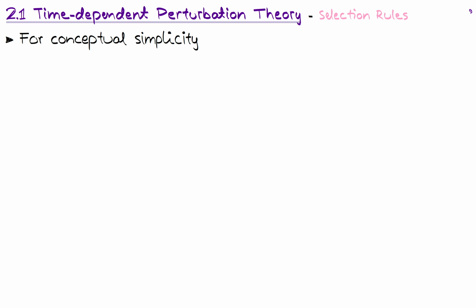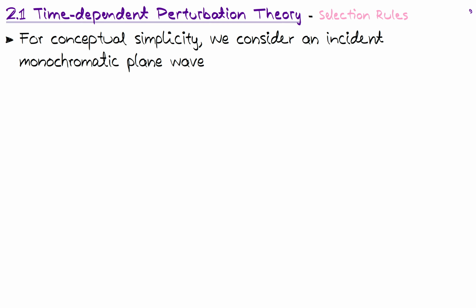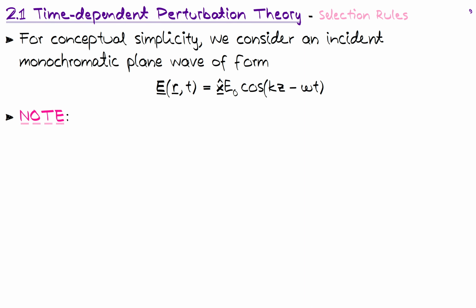Now, for conceptual simplicity, of course, we can also just consider monochromatic plane waves. And as we already mentioned, we have X-polarized field. So basically this vector field is only pointing or oscillating along the X direction. Then we have some given amplitude, and then we have the propagation of the time harmonic plane wave.